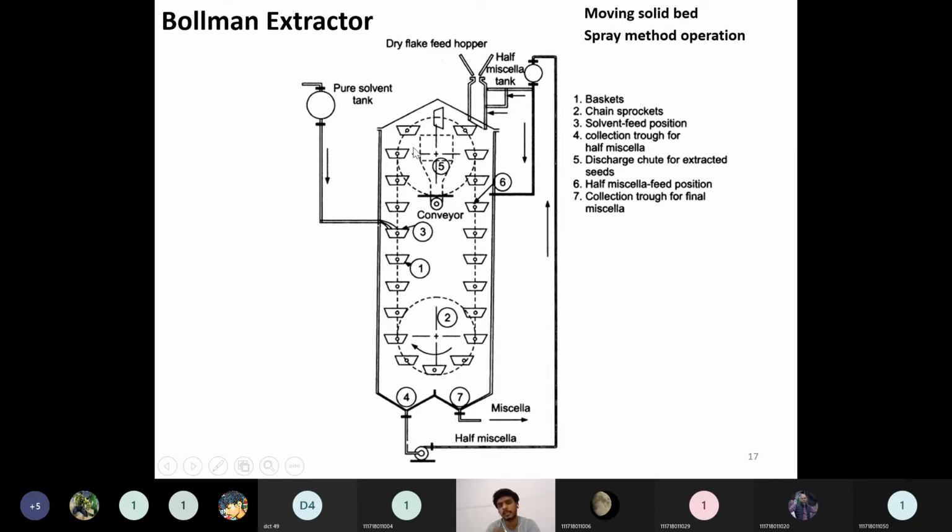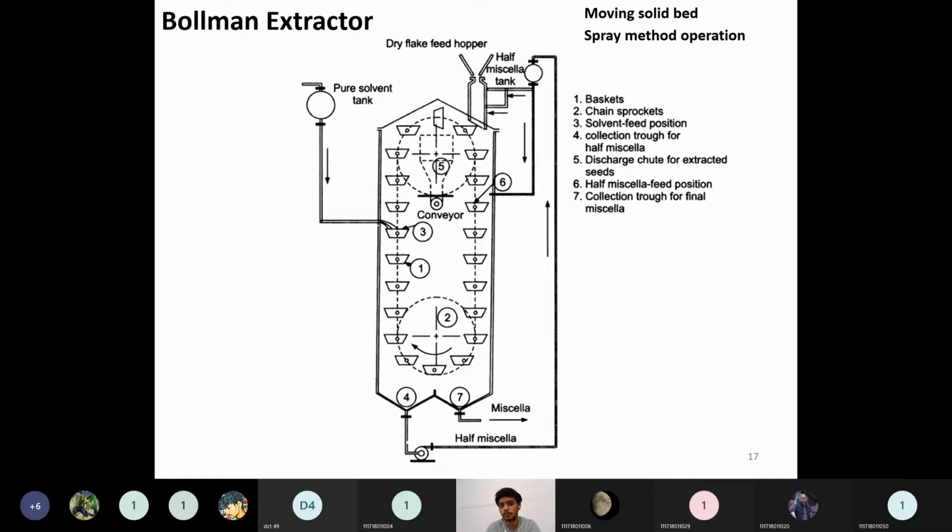So the main idea here is that pure solvent has to be contacted with the solids which are already spent, or about to be spent. Then the already spent solvent, which is called half micellar, has to be contacted with the fresh solids. Then the maximum efficiency of this leaching process will be determined at that point. The solids, after leaching, the spent solids, will be called marc, M-A-R-C.